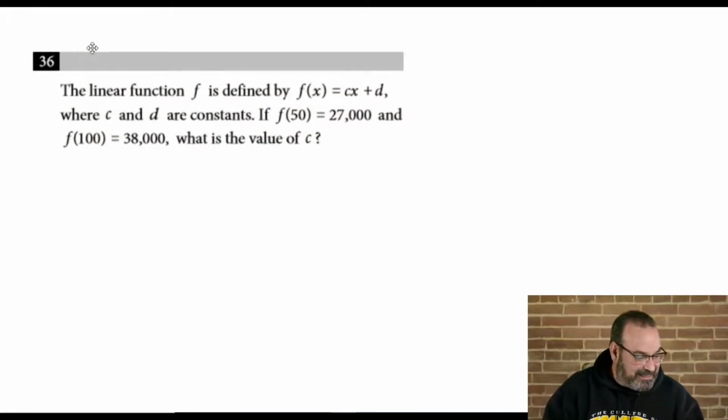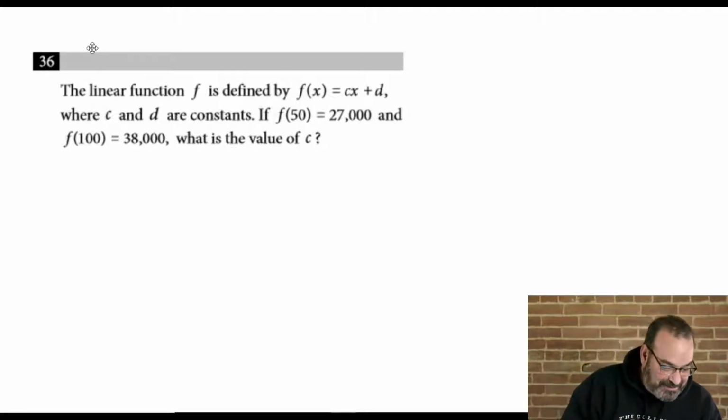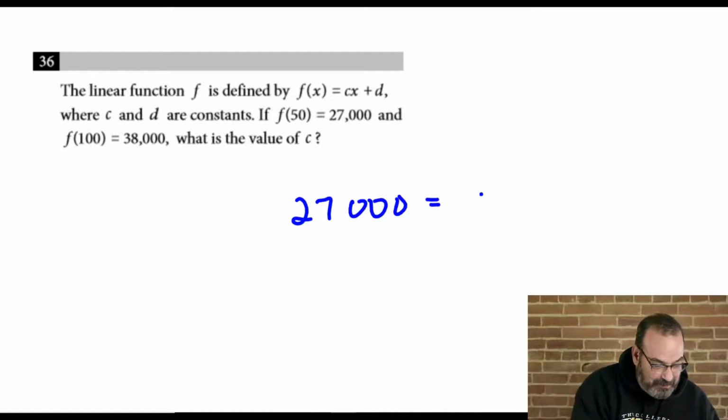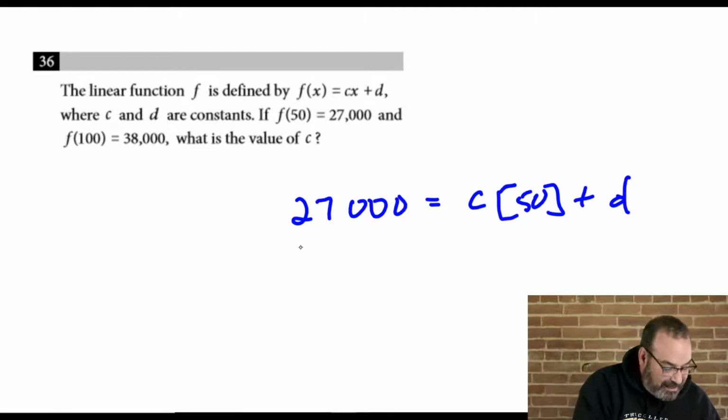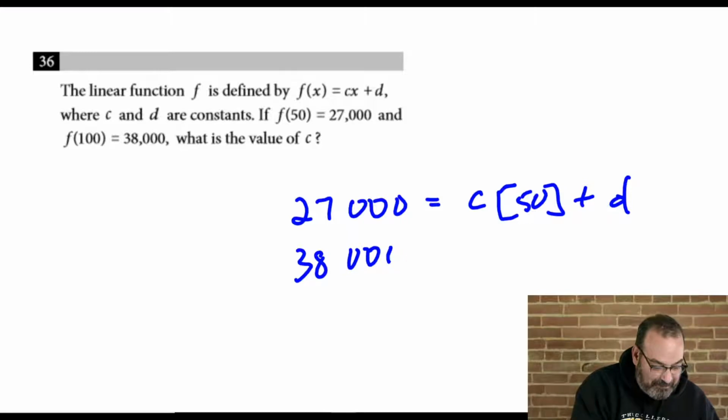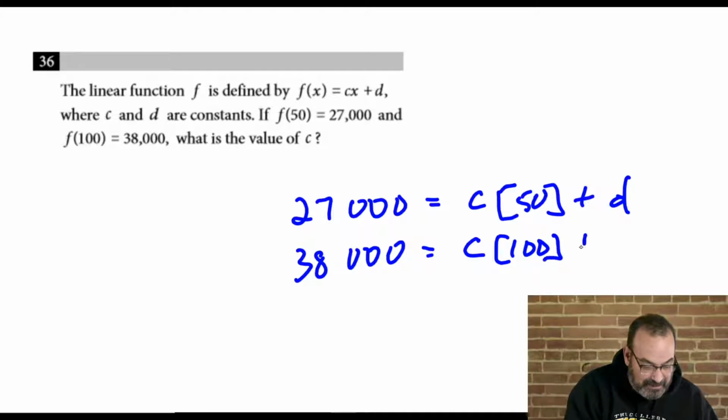A linear function is defined by f of x equals cx plus d, where c and d are constants. That means they're numbers. If f of 50 equals 27,000, I'm not going to do this one. So we've got 27,000 equals c times 50 plus d, and 38,000 equals c times 100 plus d. What is the value of c?